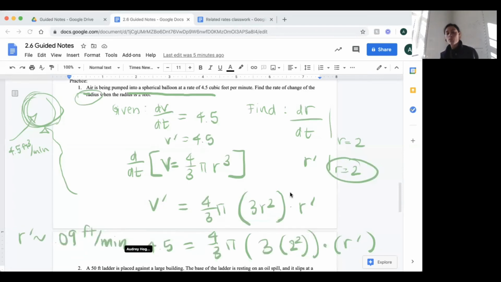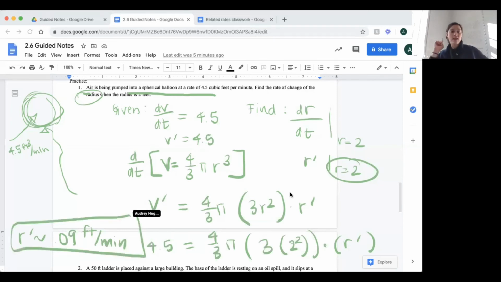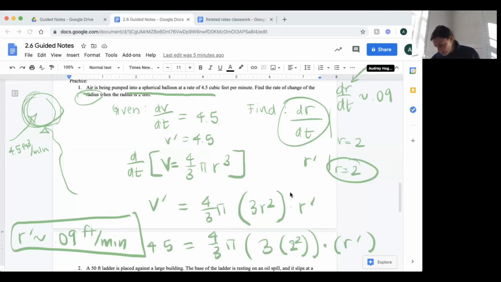And units are super, super important on these problems. They are part of your answer. They are required. They are worth points. So remember your units. And there's always a way to tell what your units are going to be, and that's if you write it in this form. So if you wrote it as dr over dt equals approximately 0.09, you would know your units would be the units of r over the units of t. My units of r are feet. My units of t are minutes. So that's just kind of like a cheater way to know what your units are going to be if you choose to write it in the dr over dt way.